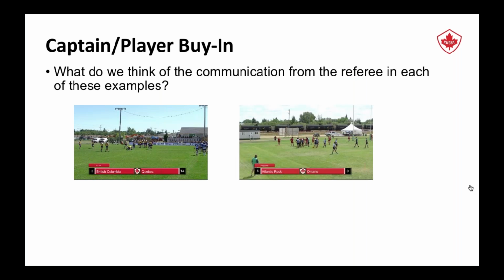Okay. So take a half second to think about that one, and then we'll compare it to this conversation.